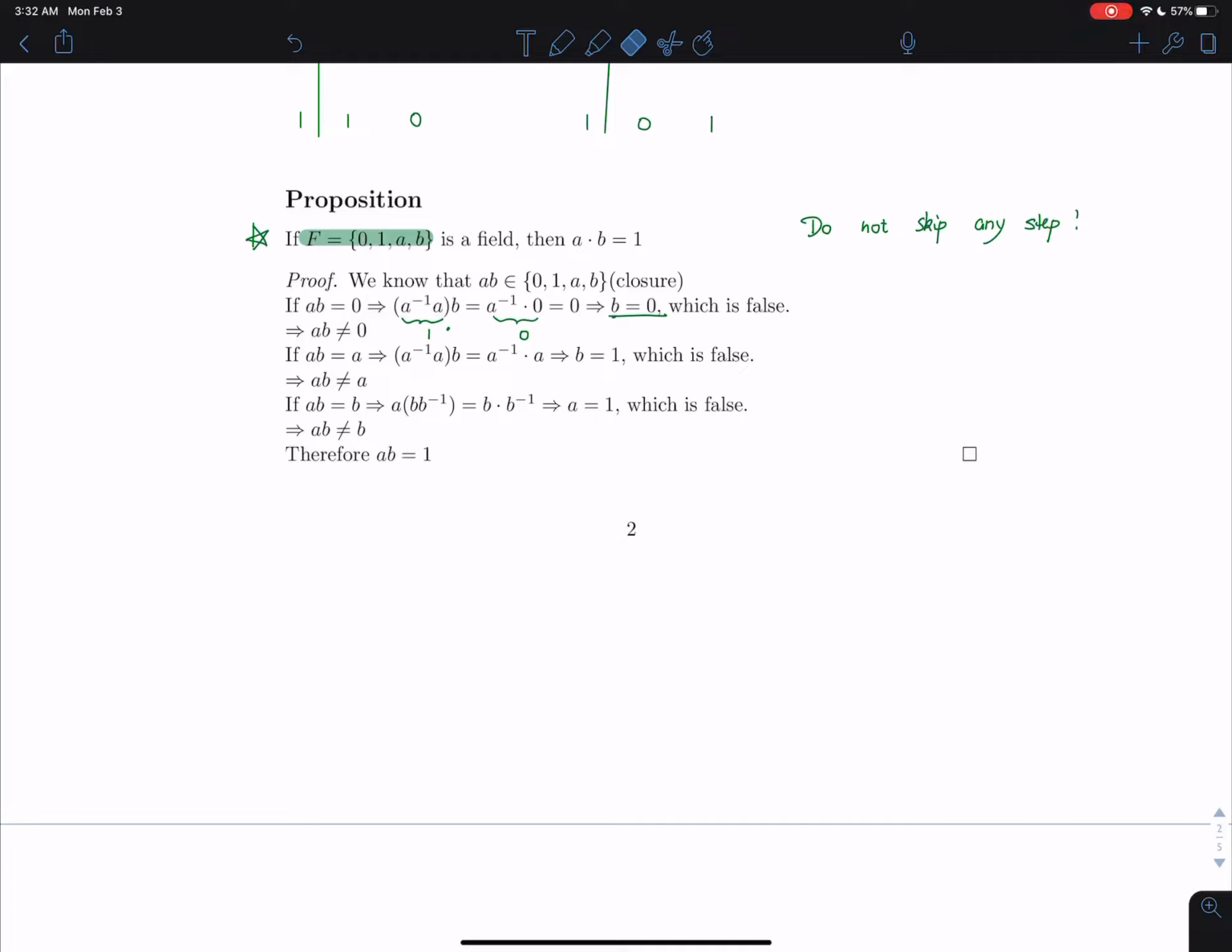So we know that it cannot be 0, cannot be a, cannot be b. So our only option would be 1. This is why a times b can only be 1. So this elimination method is quite important. Wait, hold on. Elimination.